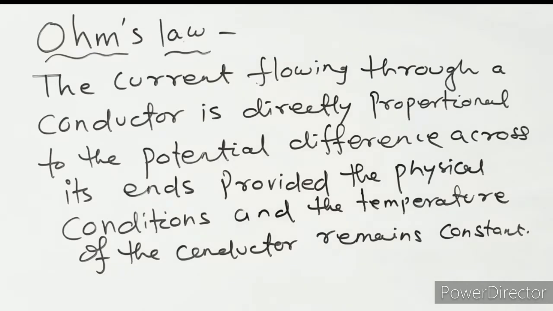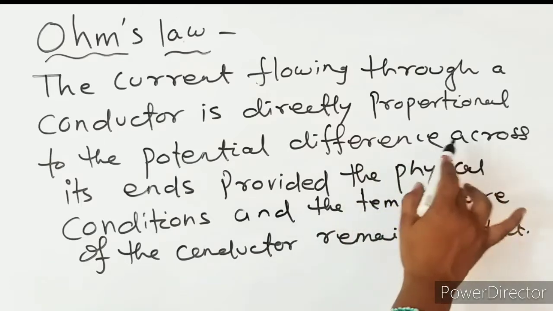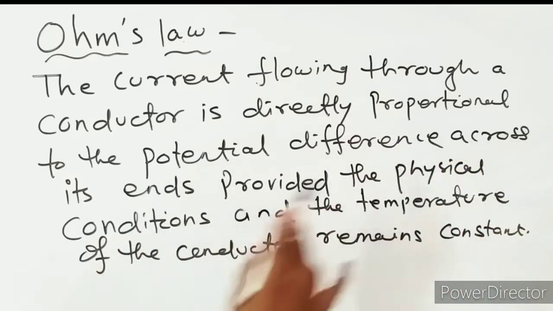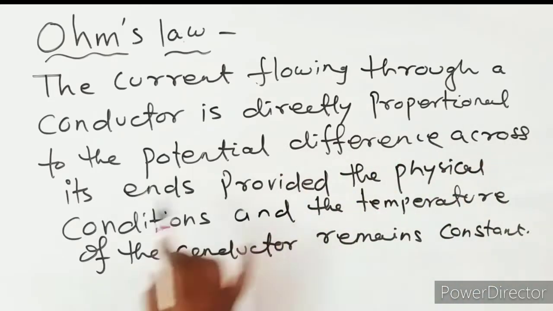Okay, so this one is very important. When this question comes, write Ohm's law. Children used to write only "directly proportional to the potential difference across its ends." This much only they used to write. They don't write the rest. That is why they lose marks.